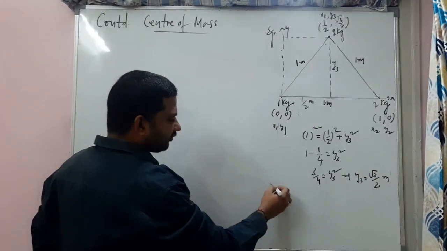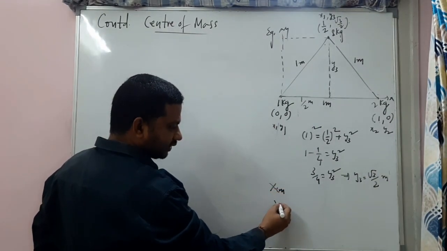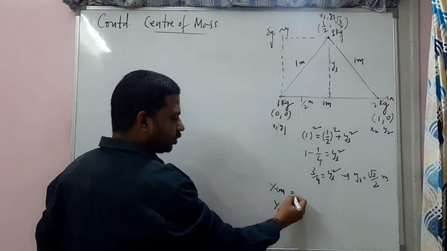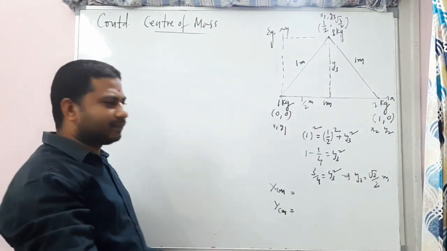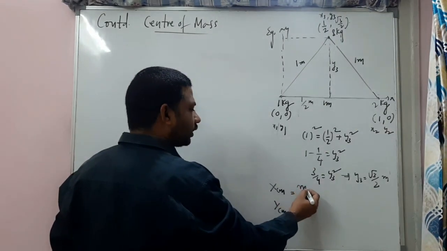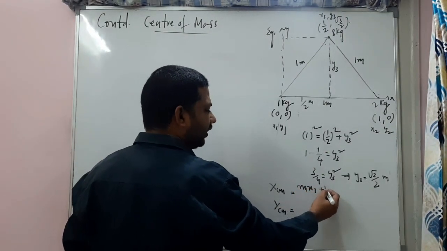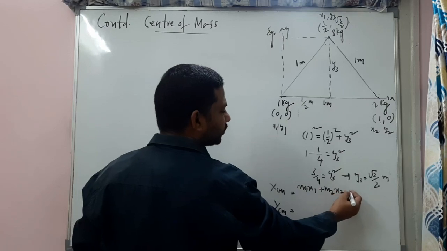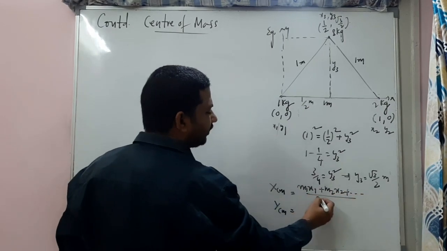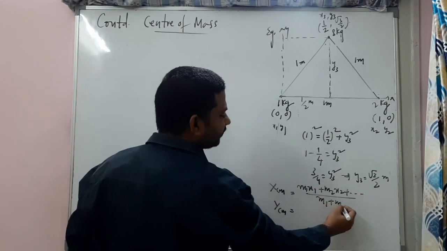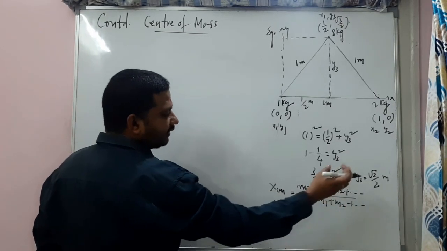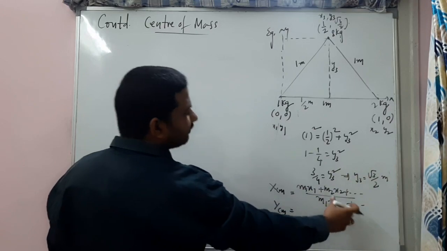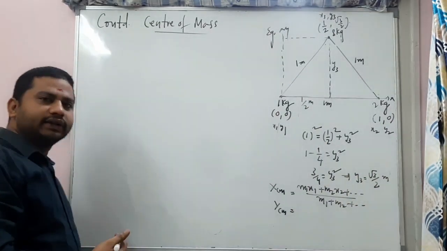And you know how to find XCM and YCM, my dear students. For your better understanding, let me do a quick recap with the formula: M1x1 plus M2x2 and so on, divided by M1 plus M2 plus so on. And for y, the formula will be M1y1 plus M2y2 plus M3y3, and it goes like that.